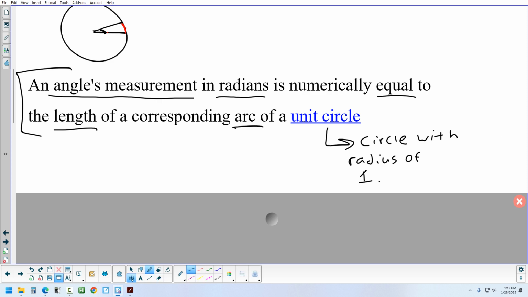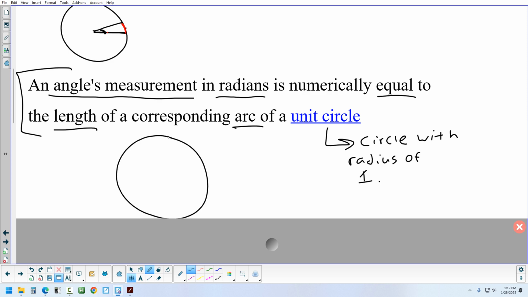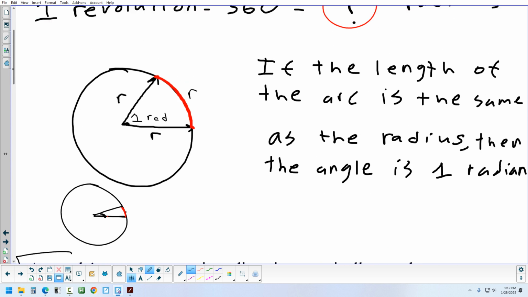So a unit circle is a circle that has a radius of 1. So let's draw a circle. What is a corresponding arc? It's like that arc in red, the arc that corresponds to that angle right there.